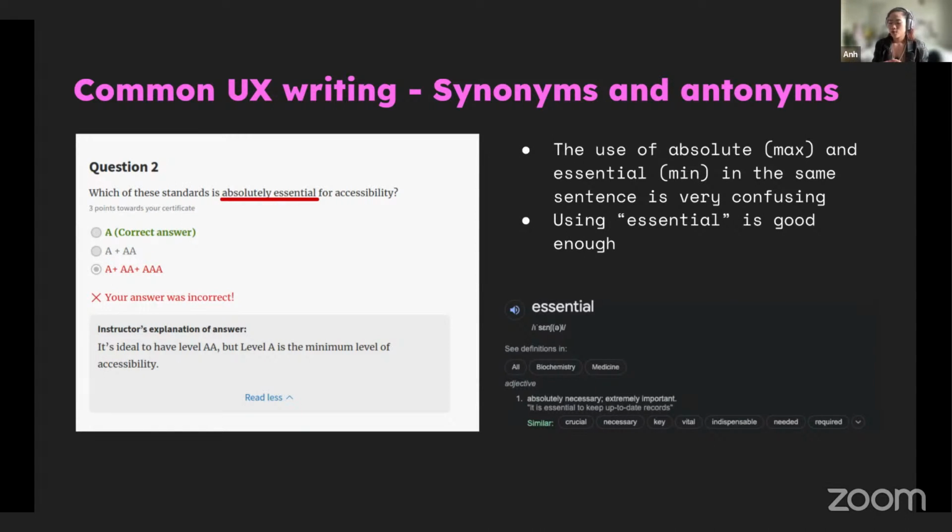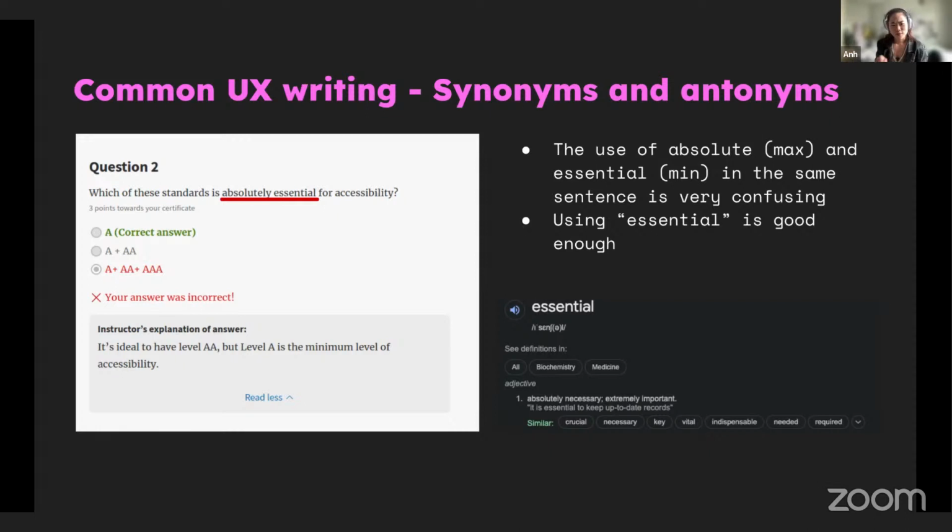So the problem that I found, and not because I was bitter that I got it wrong, but I was wondering why I got it wrong. I've been practicing accessibility for a while up until this point before I took this test. And I figure it was the use of the word absolute, which would describe something at the maximum level, and essential, which I understand as a minimum level, in the same sentence. It's very confusing for me, and I couldn't grasp that. I think in this question, just using the word essential is good enough.